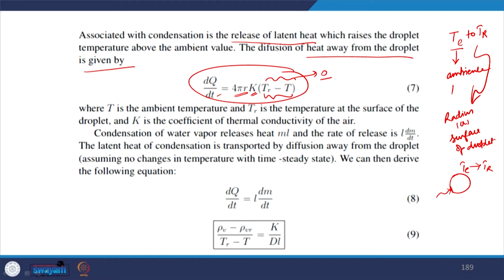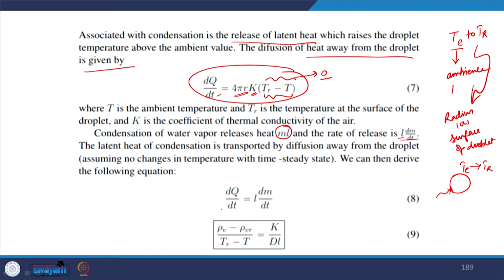The condensation of water vapor gives out a heat m L, and the rate of release is L dm by dt. L is obviously not a function of time, so we keep it out of the differential. L dm by dt is the rate of release of the heat. The latent heat of condensation is transported by diffusion away from the droplet. Assuming there are no changes in temperature with steady state, we can simply derive these two equations.